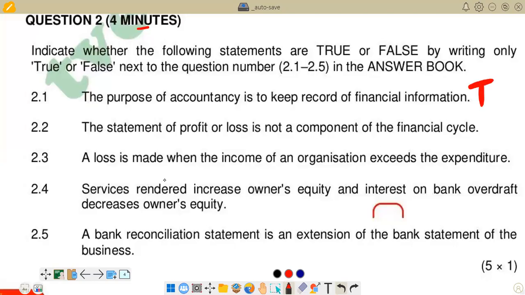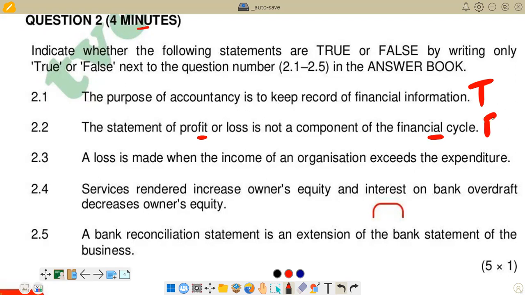Then we've got 2.2. The statement of profit or loss is not a component of the financial cycle, which is not correct. The statement of profit or loss is actually part of the financial cycle. Remember, when we are now preparing financial statements, we are going through the accounting cycle. Remember, a statement of profit or loss is a financial statement. So by it being part of the financial statements now, it makes it part of the financial cycle. So that is not true. So 2.2 there, we have got false.